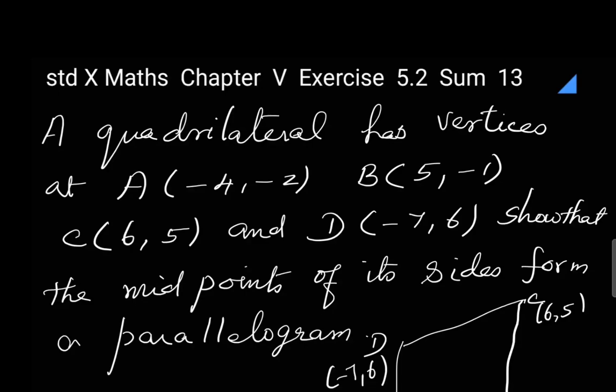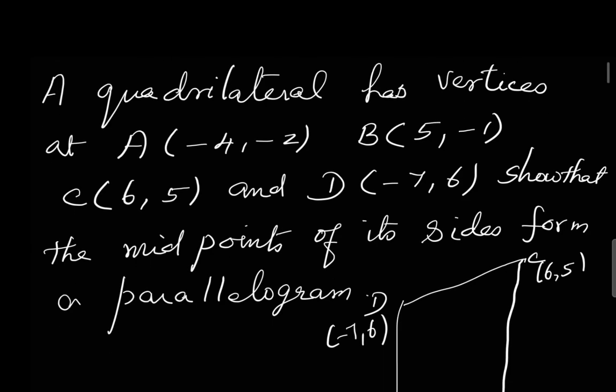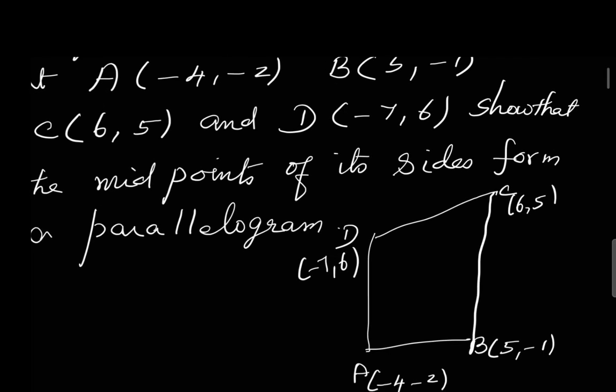For standard 10th, chapter 5, exercise 5.2, sum number 13. A quadrilateral has vertices at A (-4, -2), B (5, -1), C (6, 5), and D (-7, 6). Show that the midpoints of its sides form a parallelogram.